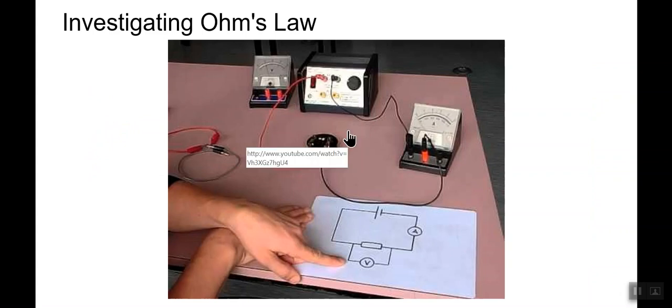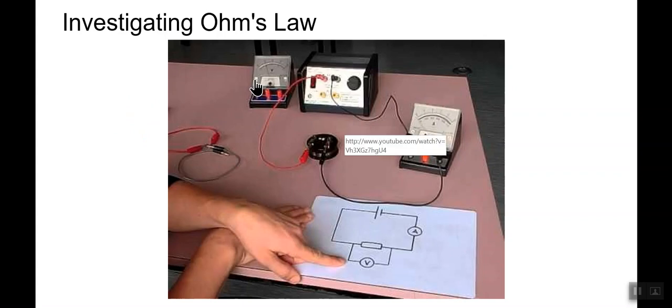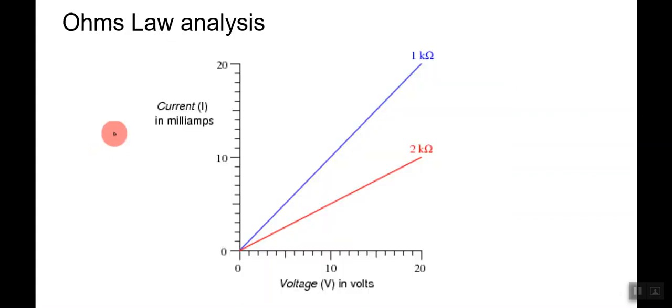So we can set up our circuit like this, and we can conduct an investigation. We can measure voltage using a voltmeter, or we can measure current using an ammeter like this. And then this is our battery. With this we can adjust the voltage, for example.